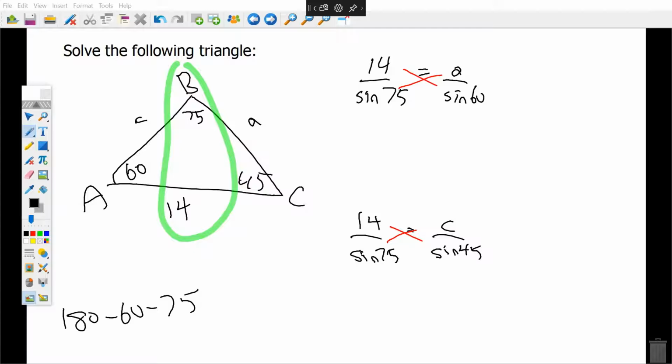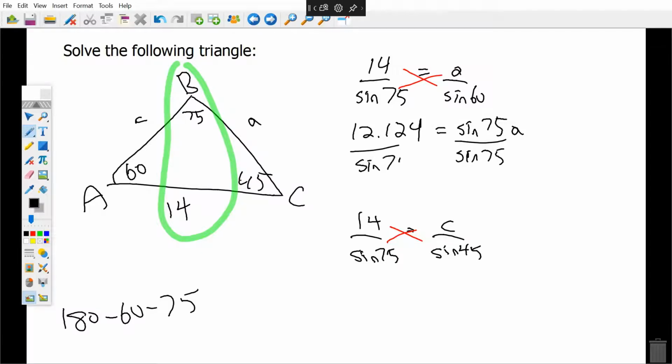Calculator. 14 times sine of 60 is 12.124 equals sine 75A. So we're going to divide by sine 75 on both sides. A equals 12.55, which rounded to the nearest tenth would be 12.6.